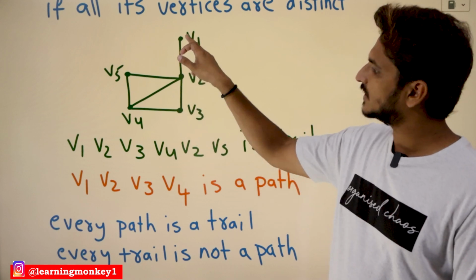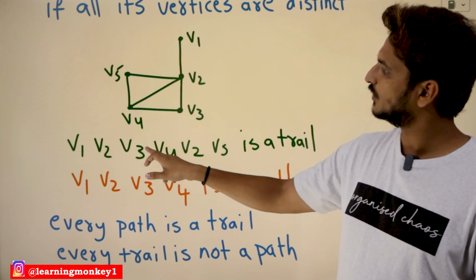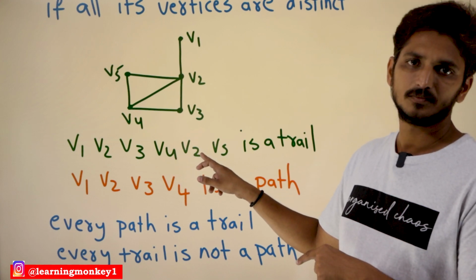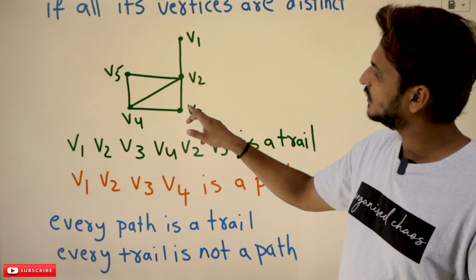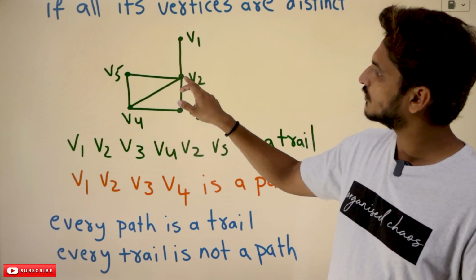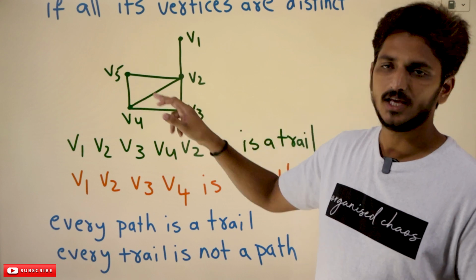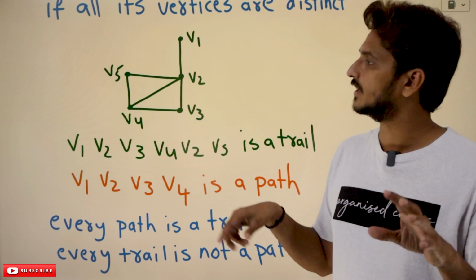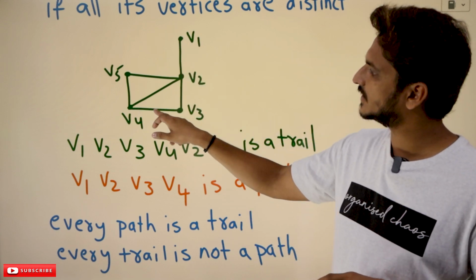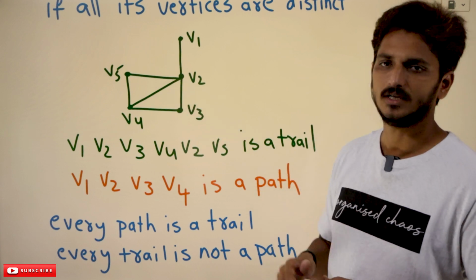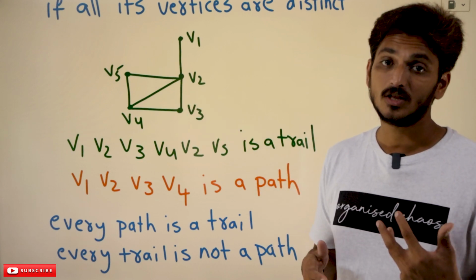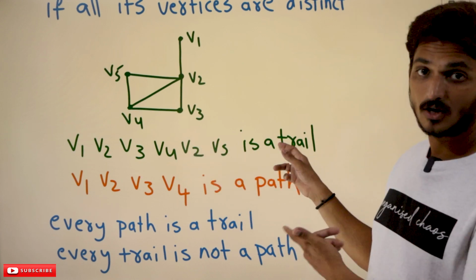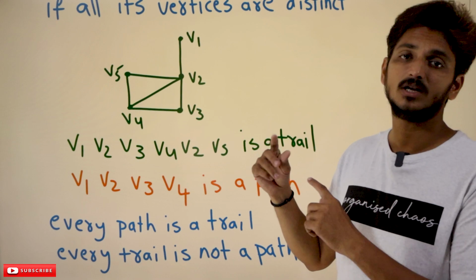Let's take this. We started from V1, we moved to V2, we moved to V3, then we moved to V4, again we moved to V2. See, V1 to V2, V2 to V3, V3 to V4, V4 to V2, V2 to V5. Here V2 is a vertex which we repeated, but edges are not repeated. This edge, next this, next this, next this edge and this edge. Edges are not repeated. If edges are distinct, then we say it is a trail. We cannot say it is a path because V2 is repeated twice.